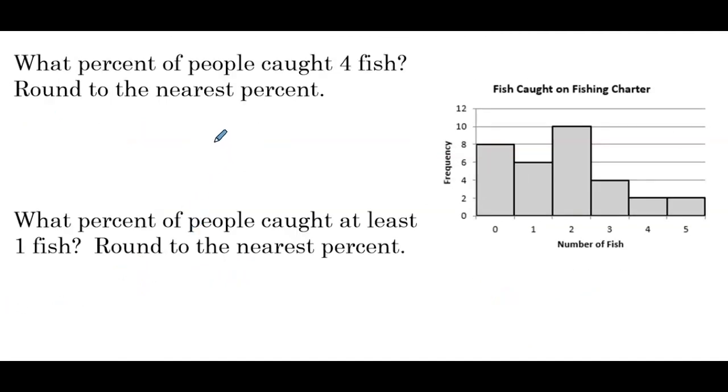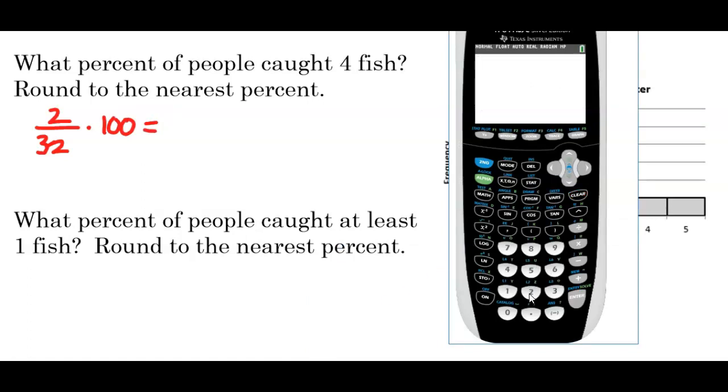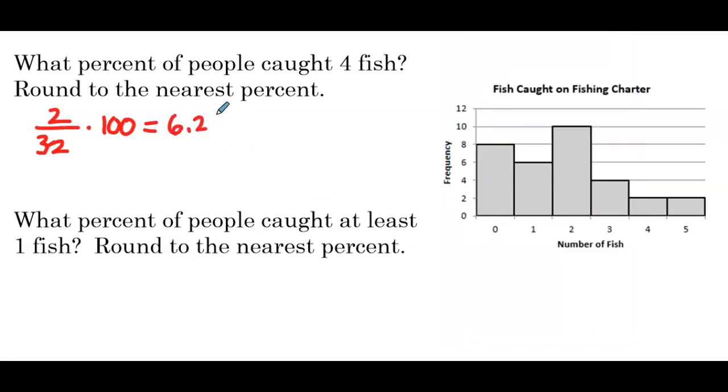What percent of people caught 4 fish? Round to the nearest percent. Okay, so percent is part over whole. So there were 2 people that caught 4 fish out of the 32 that went on the charter, and then times 100 to turn it into a percentage. We use our calculator here. So 2 divided by 32, hit enter, and then multiply that by 100. So we have 6.25, and it said round to the nearest percent, so that's approximately 6% of people on the charter caught 4 fish.